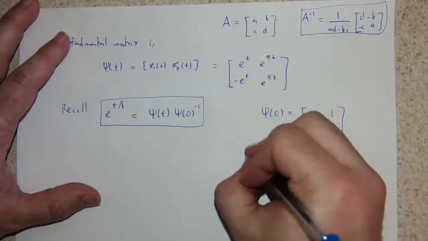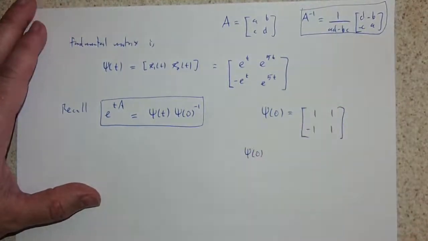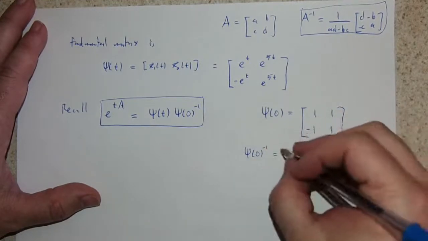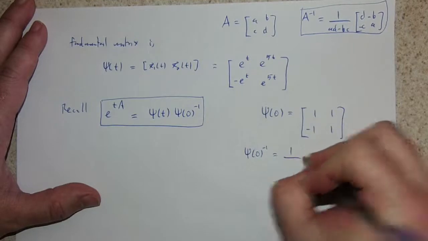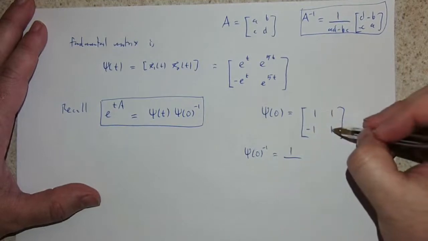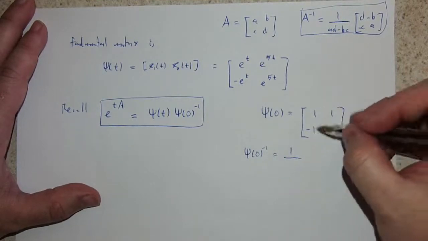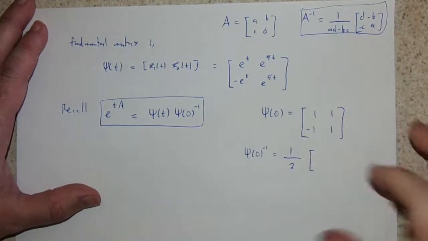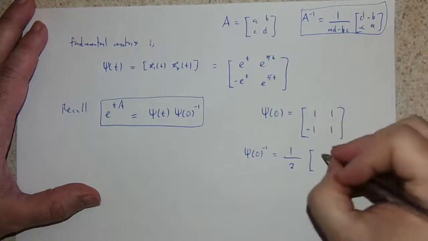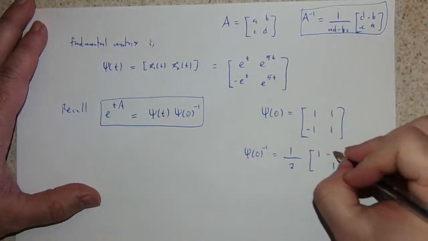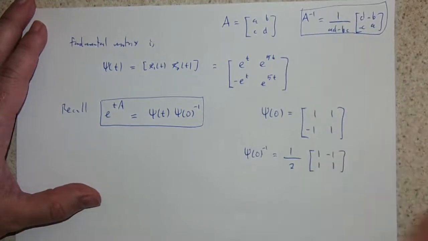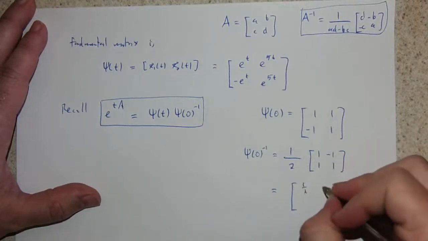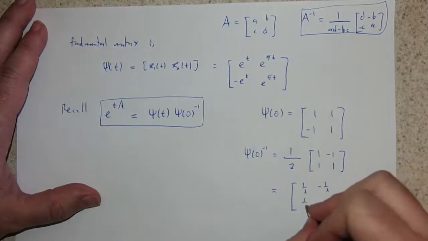So then C of 0 inverse is 1 over the determinant of this. So 1 over 1 times 1 minus 1 times minus 1. So 1 plus 1, or 2. So this is 1/2 times the matrix. I swap these two. That does nothing. I negate the off diagonal. So this is minus 1, this is 1. Okay, so this is the matrix [1/2, -1/2; 1/2, 1/2].